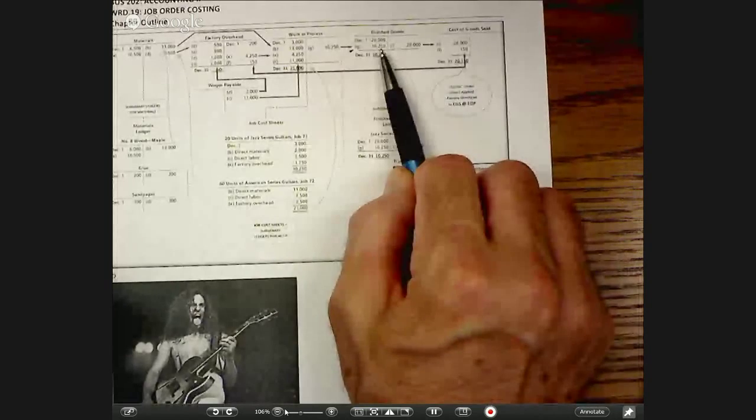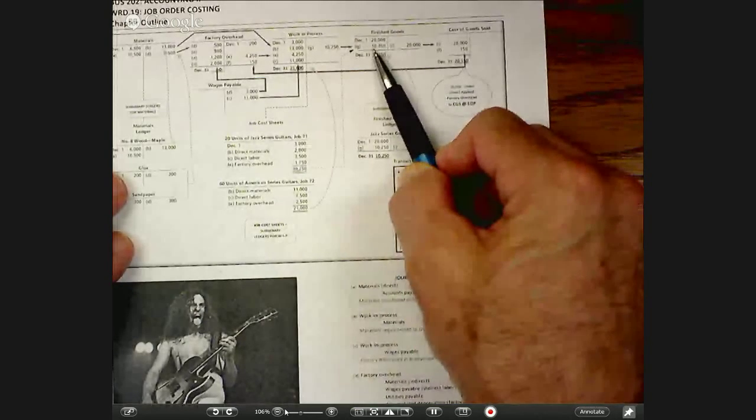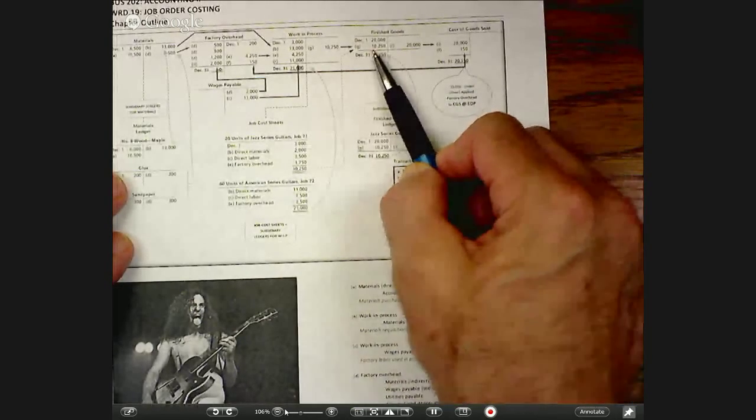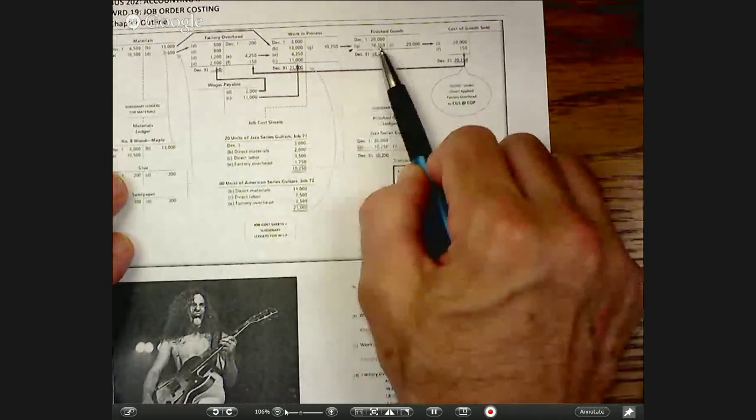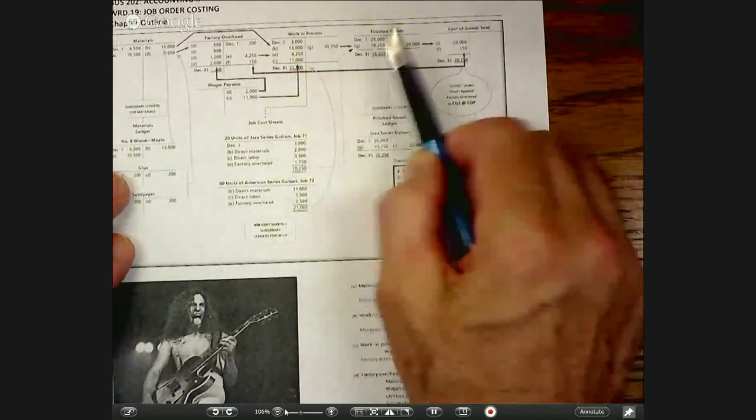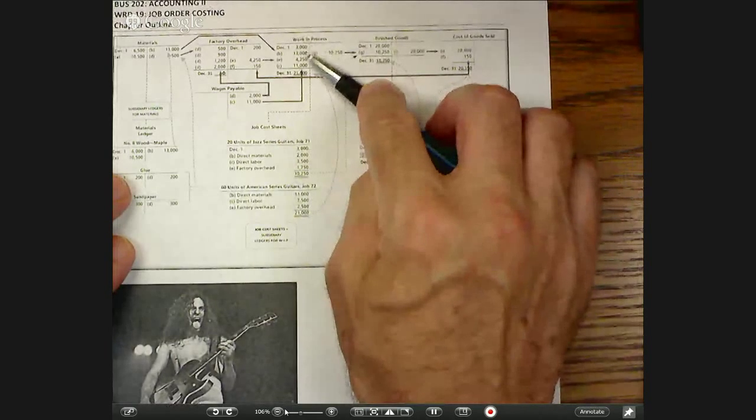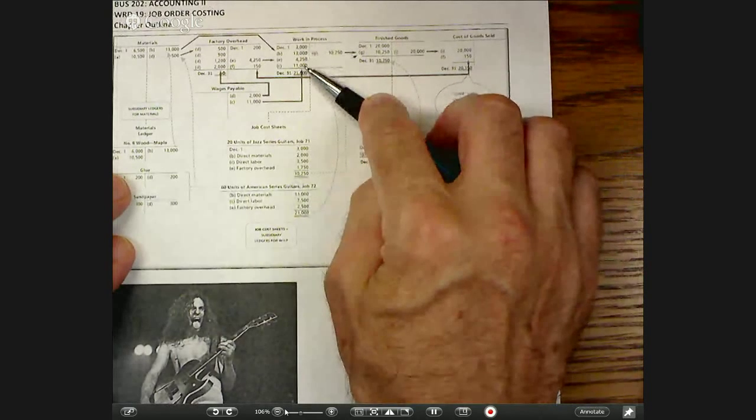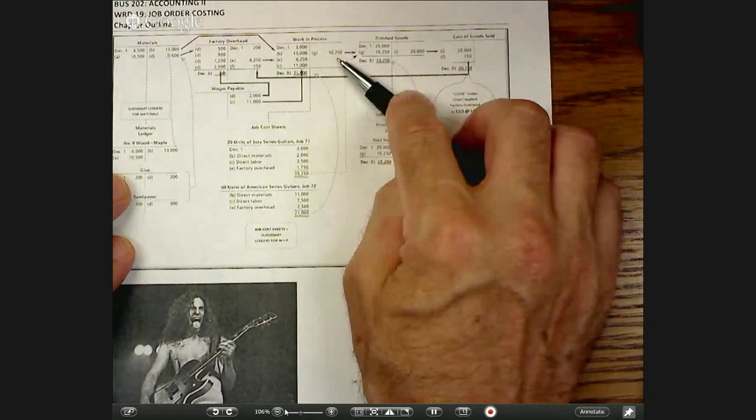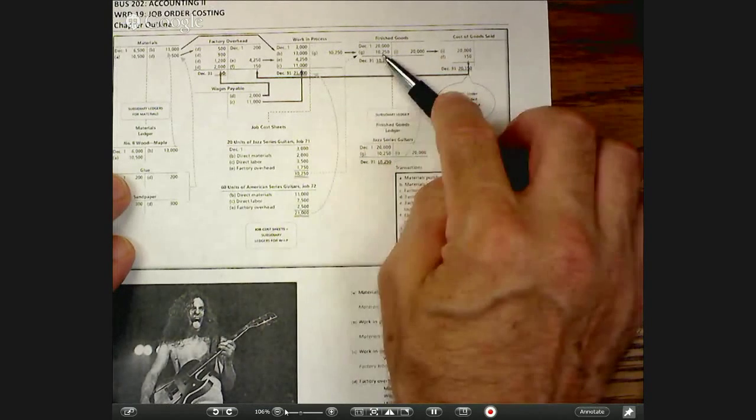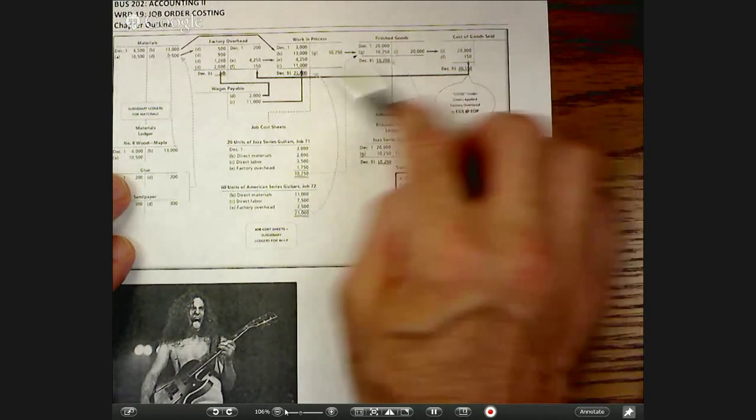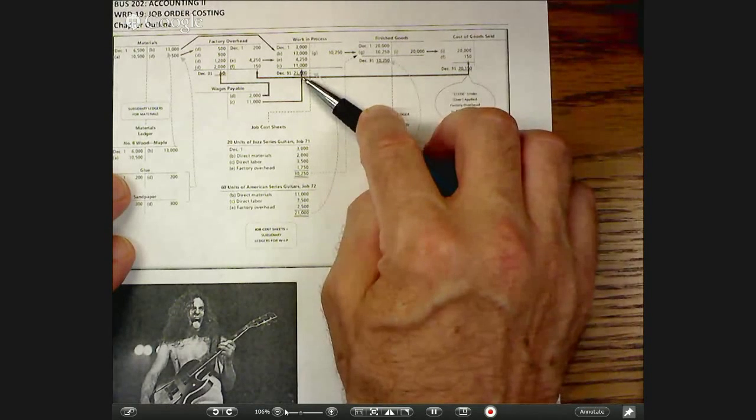We have the total costs of the job 71 that has moved from work in process to the finished goods, and we can see that beginning inventory plus material, labor, and overhead that's been allocated to work in process, less the finished jobs that have been moved out of work in process to finished goods, leaves an ending balance in work in process of $21,000.